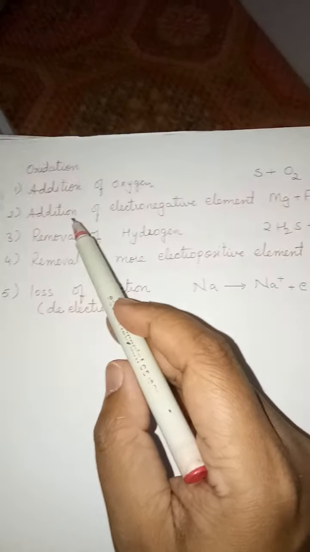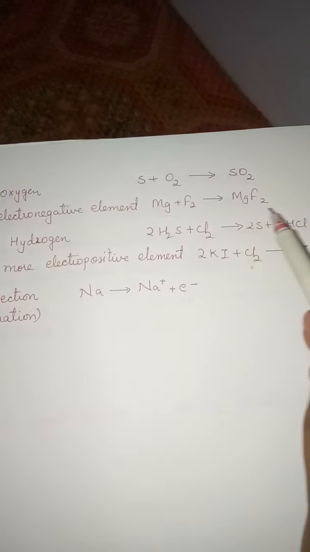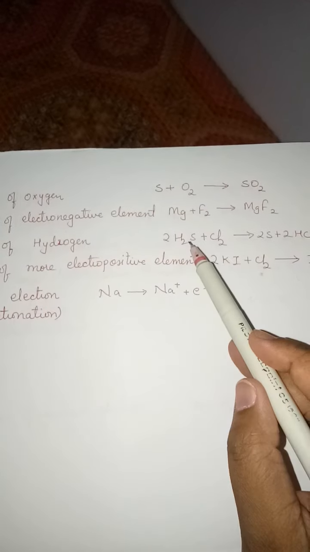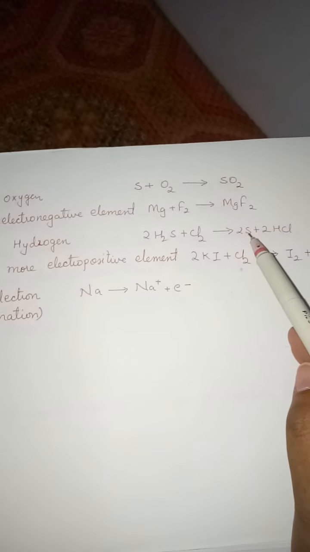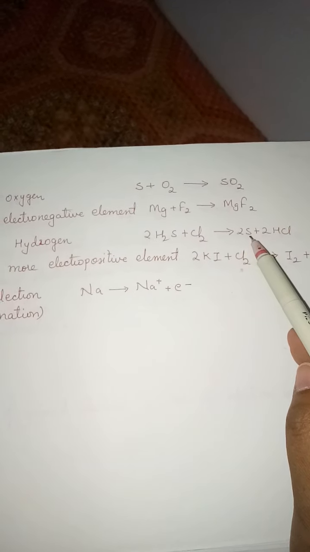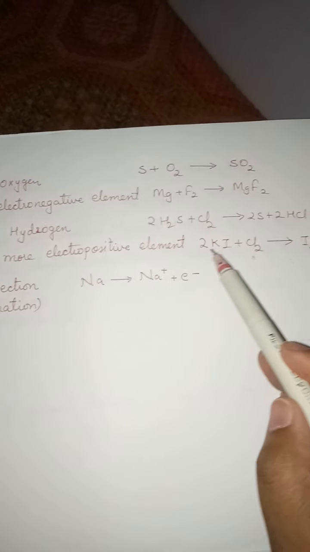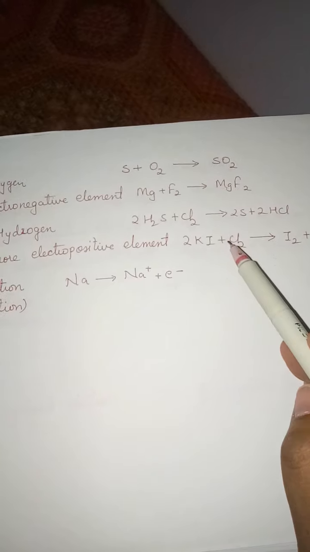Then addition of an electronegative element. Removal of hydrogen. Hydrogen is getting removed from sulfur. Okay, now sulfur is independent. Removal of more electropositive element. More electropositive element is getting removed. Clear?